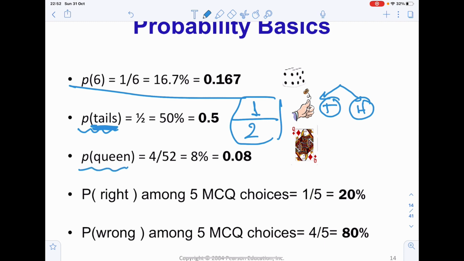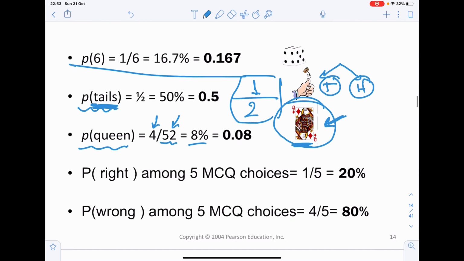The probability of getting a queen: for these cards we have 52 different cards, and actually 4 of them are a queen. So in this type of cards I have 52 overall, but 4 of them are queens. So I will put here 4 for the queens and here the overall, and this would be my probability.